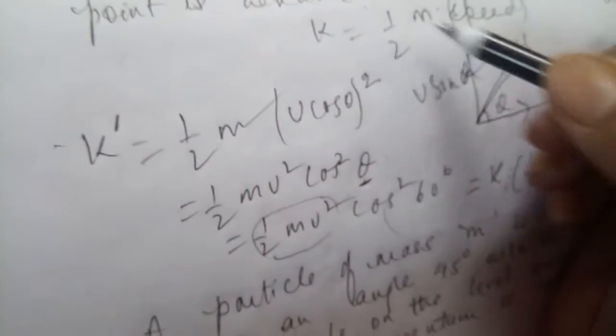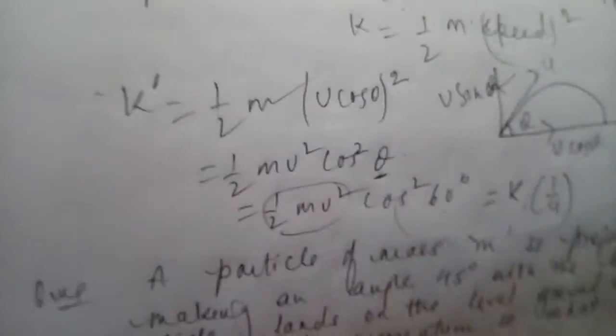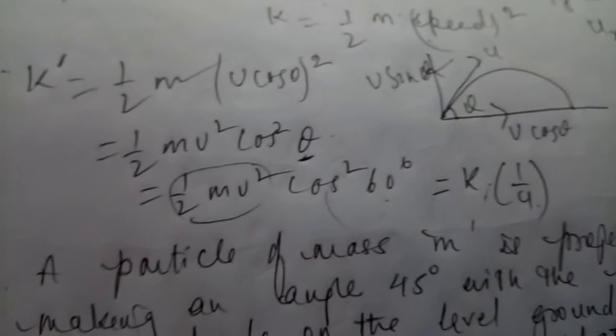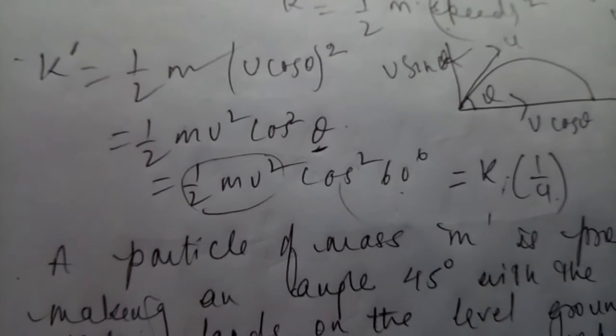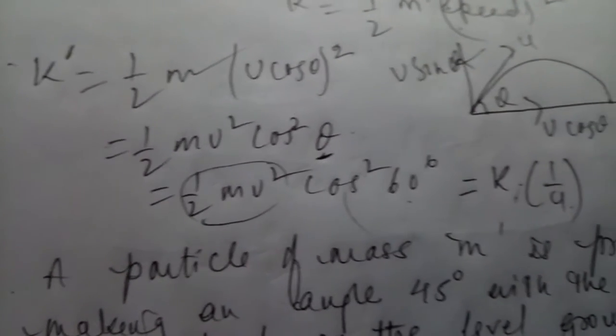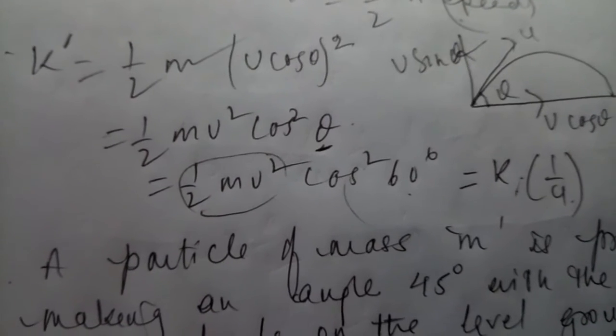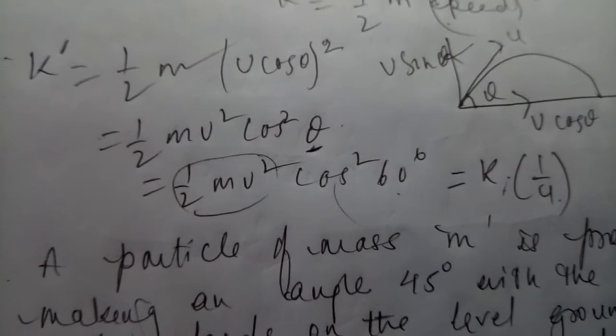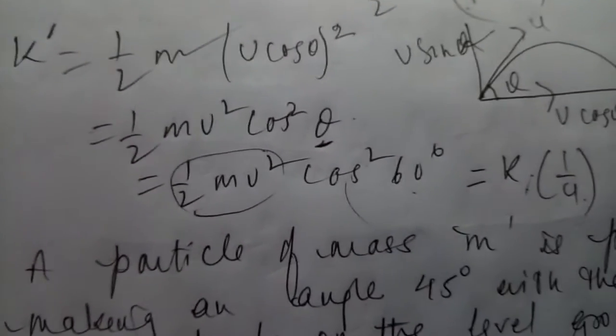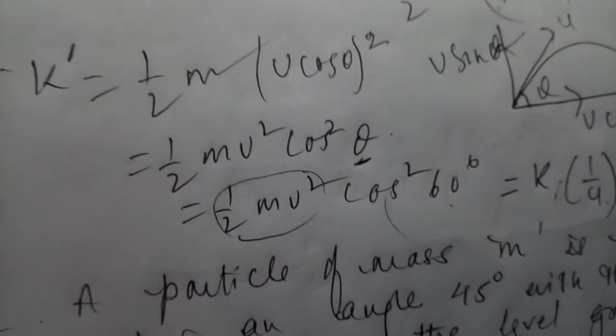So this is the change. Let us write the change, and this is the initial K. So you can find that the final K is getting reduced by 4 times. It is K dash equals K by 4, the initial is more and the final is less. So we have got this condition at the highest point.